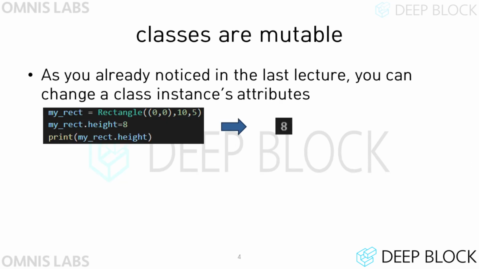As we learned in the previous lesson, class is a mutable data type. Therefore, it is possible to change the value of any attribute of a class instance. For example, you can see that the height attribute of the myRect instance can be changed.